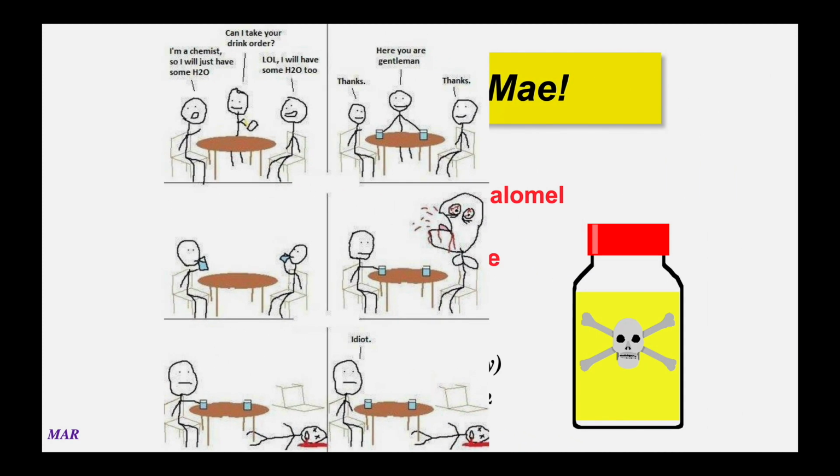Oh, let's have another joke. What the heck? So this is one of my favorite ones because I think this is a little bit more understandable than mercury and chlorine. But anyway, if you start in the upper left and go along here, it goes, can I take your drink order? And the first chemist goes, I'm a chemist. I'll have just some H2O. And then the other chemist goes, well, maybe chemist, maybe not. LOL, I will have some H2O2. Now, just stop right there.